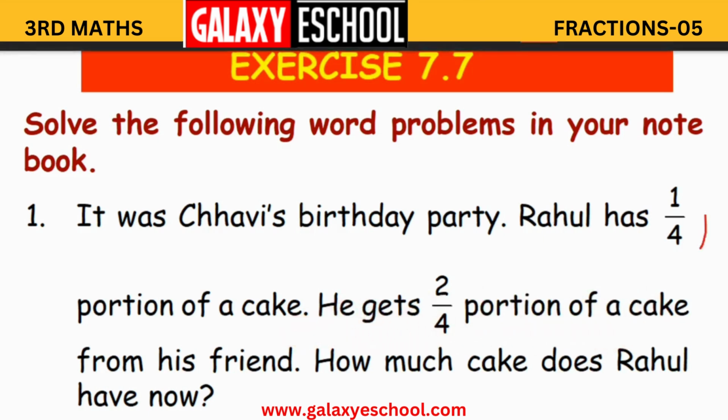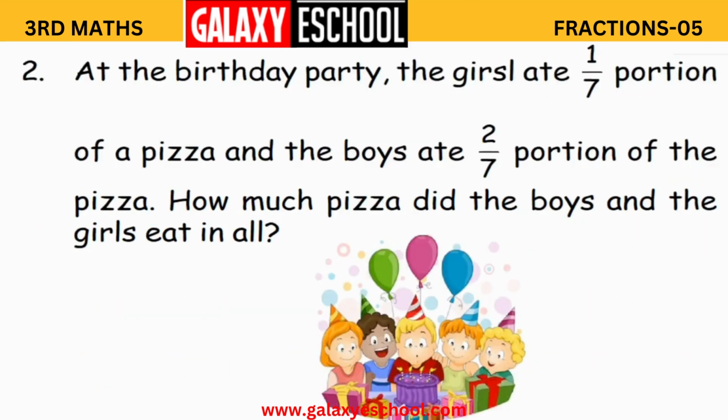So in this birthday party, Rahul had 1 by 4 portion of the cake, and then his friend also gives him another 2 by 4 portion of the cake. Now what will be the total portion of the cake that he has? Yes, we need to add these two. When we add 1 by 4 and 2 by 4 together, we will find out how much cake Rahul has now.